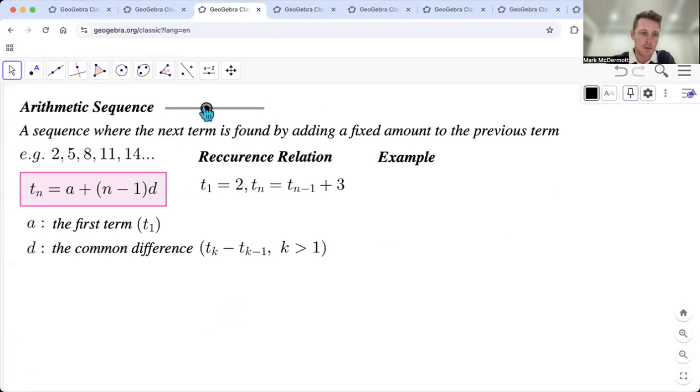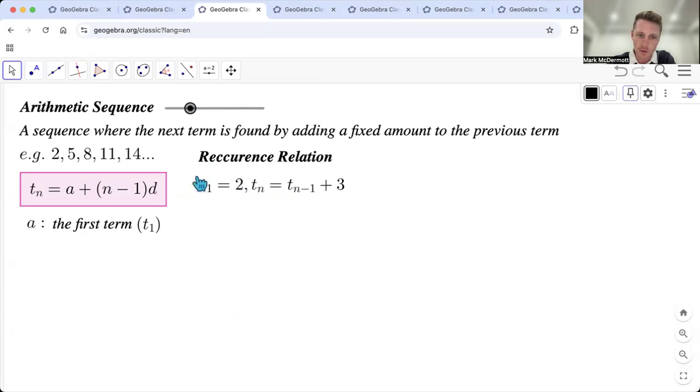Let's go back a bit for a moment here. I just wanted to define the recurrence relation because we just jumped from the recurrence relation to the rule. So this sequence here, 2, 5, 8, 11, 14, would have this recurrence relation. T sub 1, which is the first term, is 2, and then T sub n is equal to T sub n minus 1 plus 3. So basically, to get your next term, take your previous term and add 3, right?